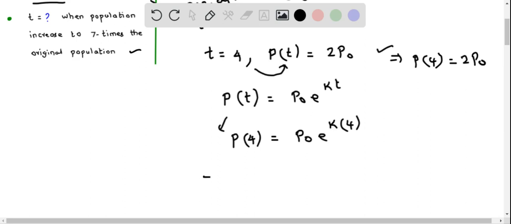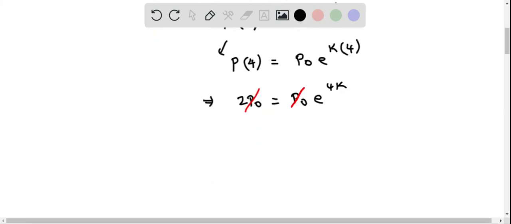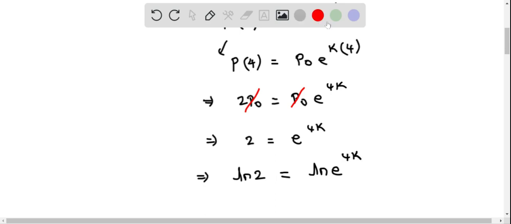So I'm going to replace P of 4 by 2 P naught, and this equals P naught e raised to the power of 4k. Now we can divide both sides by P naught. So this P naught gets cancelled. So we will have 2 equals e raised to the power of 4k. Now let's apply natural logarithm to both sides. So we get natural logarithm of 2 equals natural logarithm of e raised to the power of 4k. We can apply the power property of natural logarithm, and when we do that, this 4k comes in front.